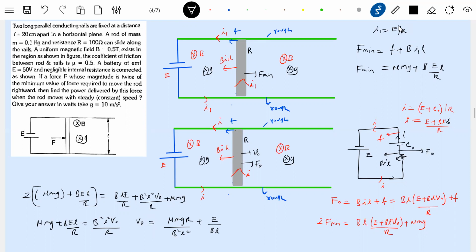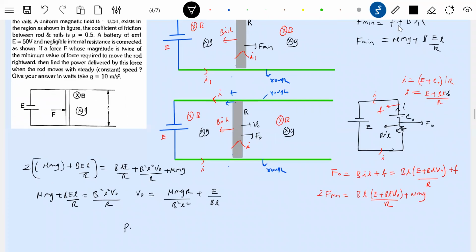So the power by the action agent should be F naught into V naught. So what is F naught? F naught is 2 times of that one. Already we have this. Then multiplying with this we'll get the required value.